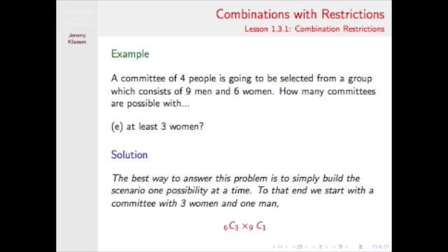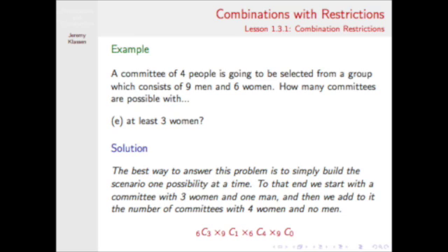So let's start by choosing 3 women and 1 man, and adding to that the number of committees that have 4 women and no men. And I do apologize for this. That symbol there should be a plus sign in between the 9 choose 1 and 6 choose 4. They should be added together for a total of 195 committees.